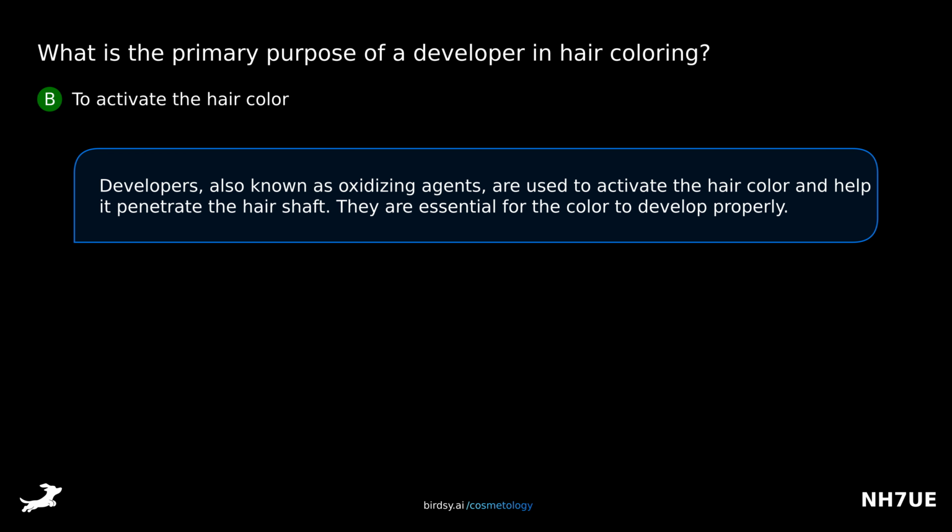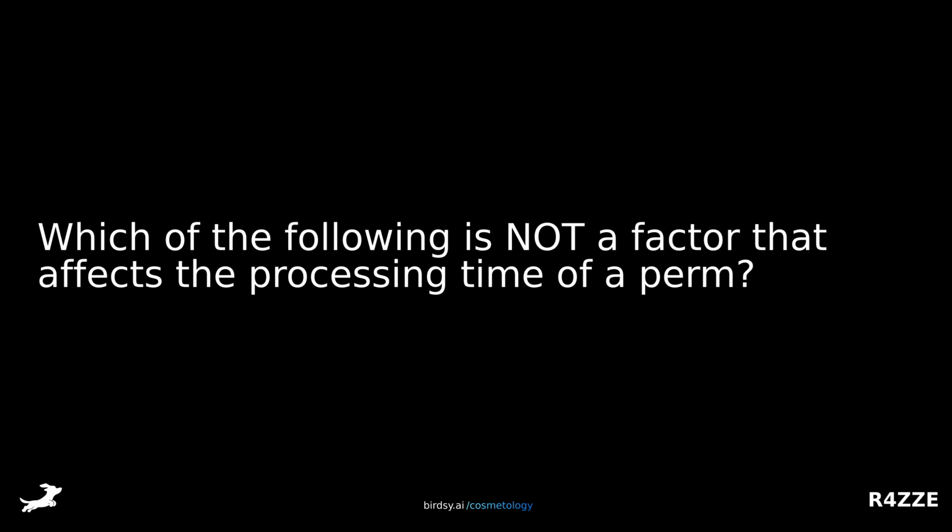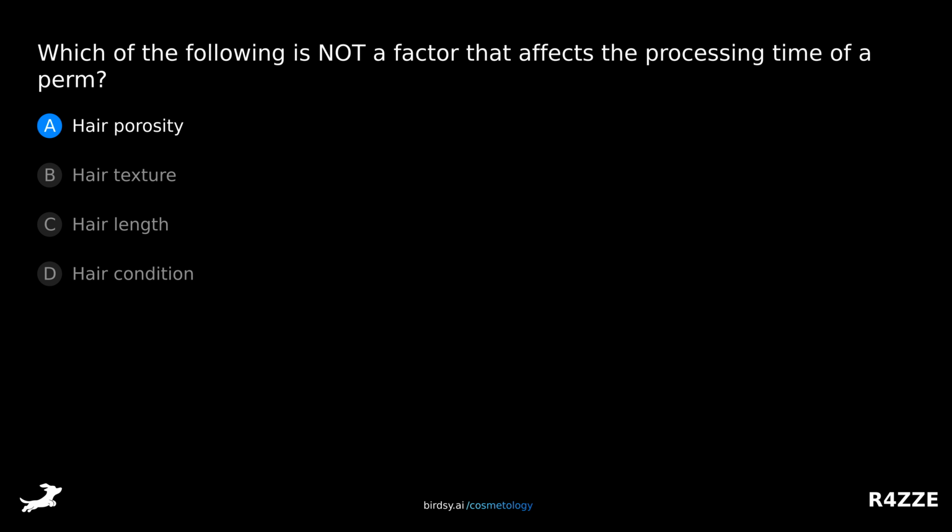Developers, also known as oxidizing agents, are used to activate the hair color and help it penetrate the hair shaft. They are essential for the color to develop properly. Which of the following is not a factor that affects the processing time of a perm? Is it A, hair porosity? B, hair texture? C, hair length? Or D, hair condition? The answer is C, hair length.